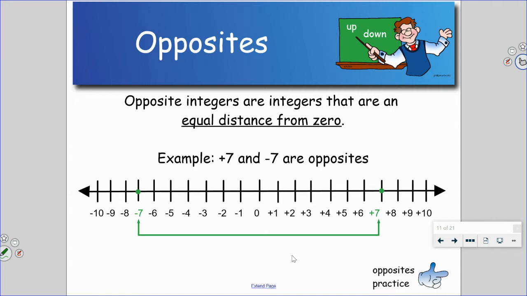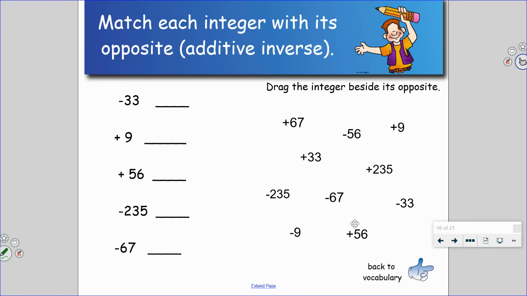Opposites are simply integers that are of equal distance from 0. So for example, if I started at positive 7, 1, 2, 3, 4, 5, 6, it would take 7 steps, 7 units to get to 0. Well, the same can be said of -7, 1, 2, 3, 4, 5, 6, and 7. So -7, +7 are opposites. -3, +3 are opposites. -300 and +300 are opposites.